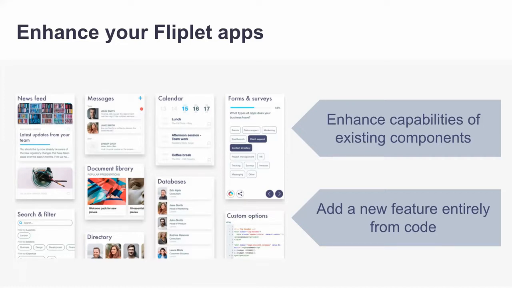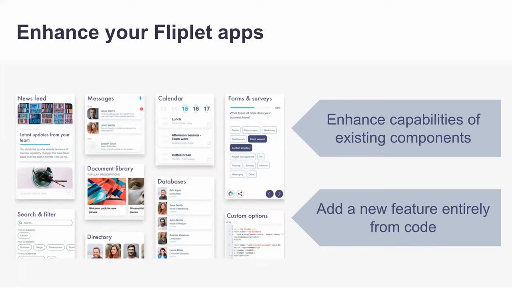So if you, for example, have a feature that we don't have as a standard, there's nothing that you can drag and drop within the Fliplet Studio, there might be something in the code library that you can use, and you can just put a bit of code in there and you've got a completely new feature.